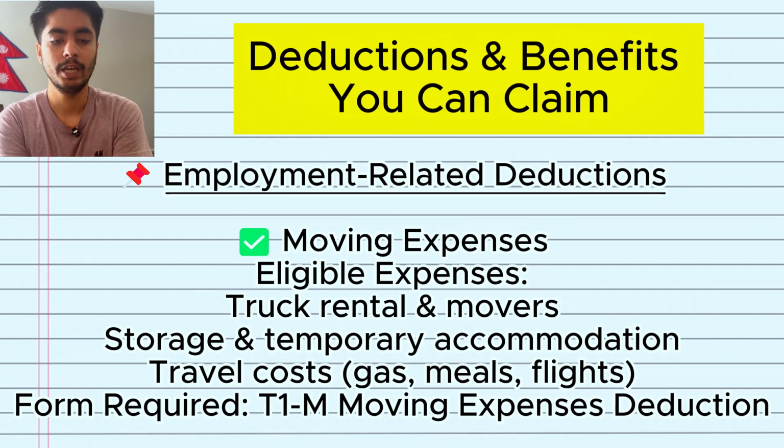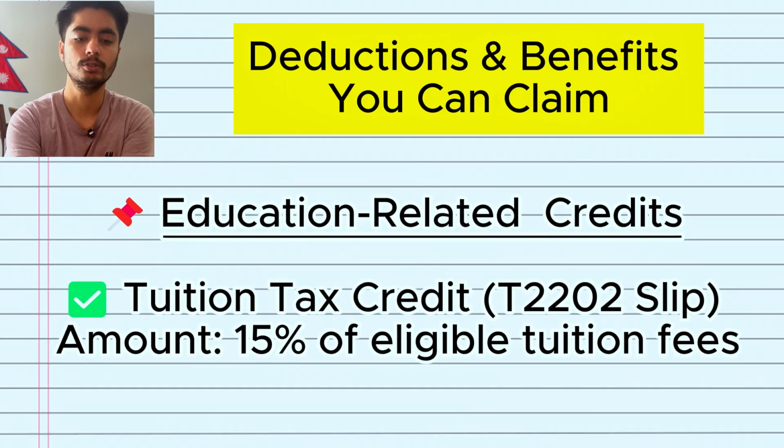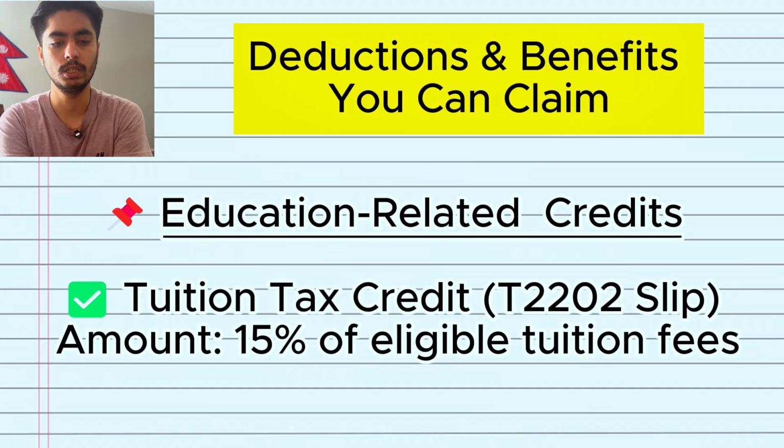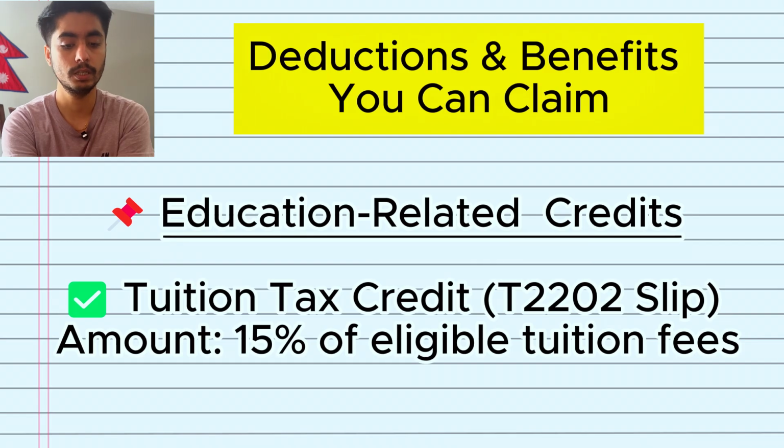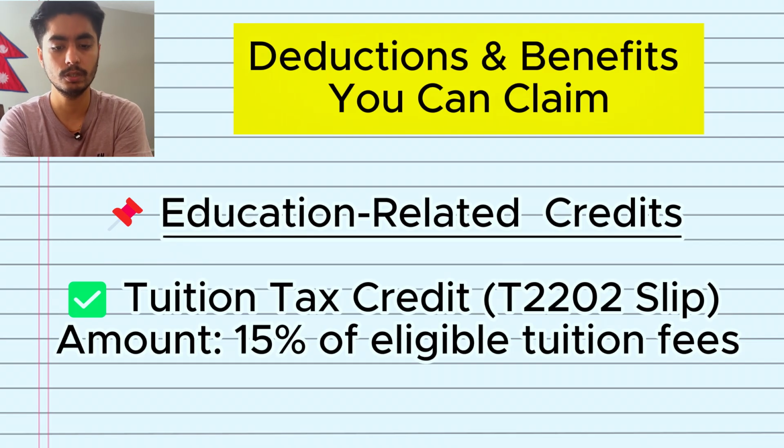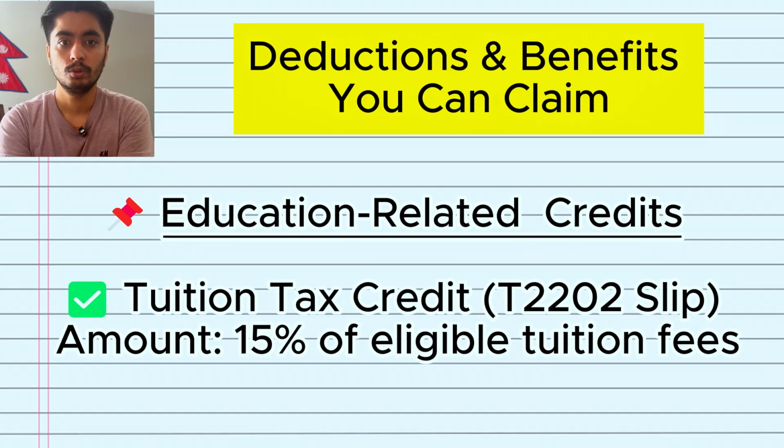You can also claim education related credits. That includes tuition credits, which is the T2202 form. If you paid tuition to a Canadian university, college or a trade school, you can claim this non-refundable credit. So the amount that you will get is 15% of your eligible tuition fees in terms of tax credit. You won't get the money back to you, you'll get a tax credit that you can use later if you owe taxes to CRA.